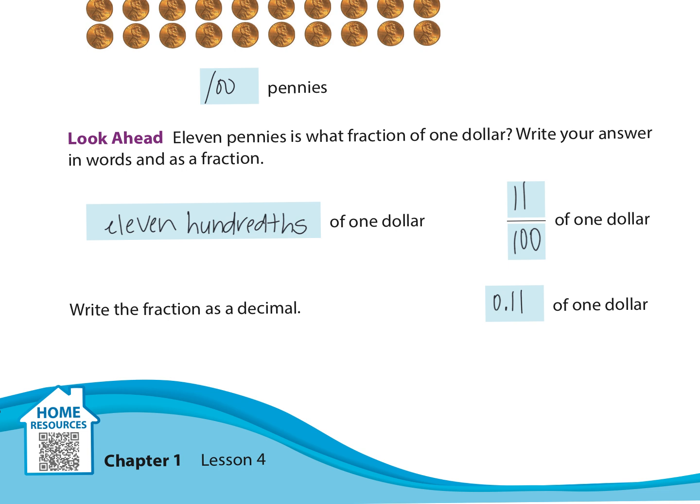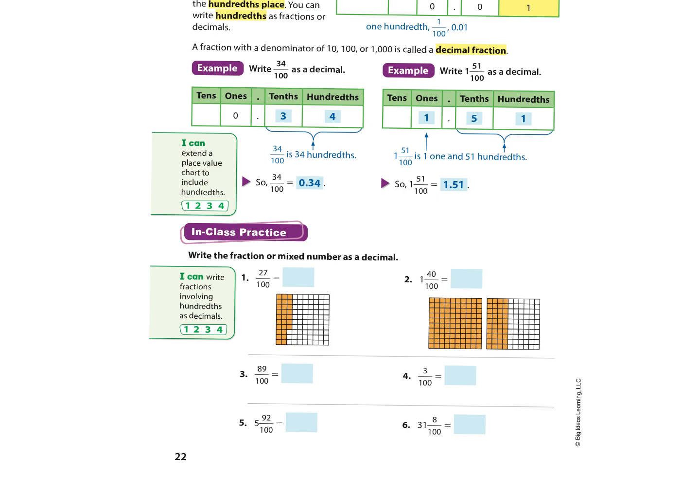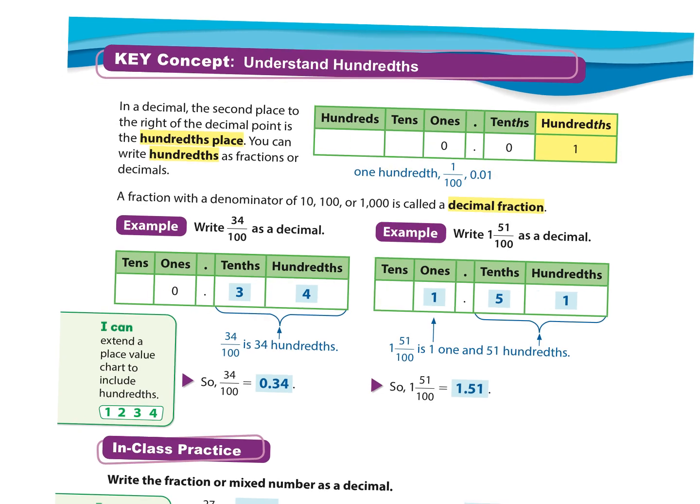Okay, turn over to page 22. This is where the lesson begins. We have some vocabulary words up at the top. All right, so our vocabulary words are highlighted in yellow. It says in a decimal, the second place to the right of the decimal point is called the hundredths place. You can write hundredths as a fraction or as a decimal. A fraction with a denominator of 10, 100, or 1,000 is called a decimal fraction.